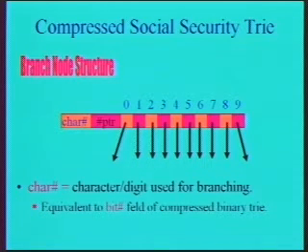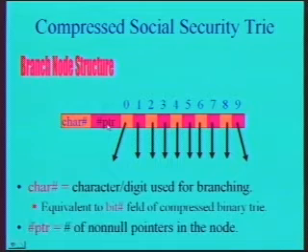Then we have this field here that we didn't have before, which tells us the number of non-null pointers in the node. This is going to be useful when we perform a deletion, because a property of a compressed trie, whether it's binary or otherwise, is that each branch node must have at least 2 non-null pointers in it.